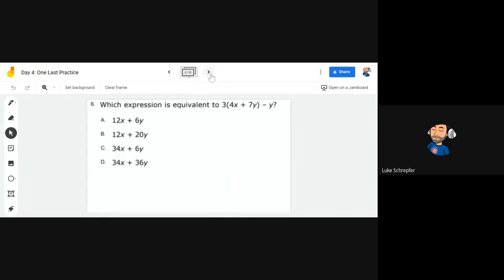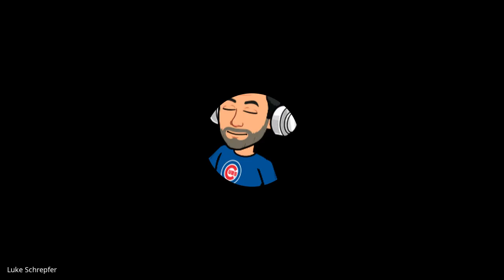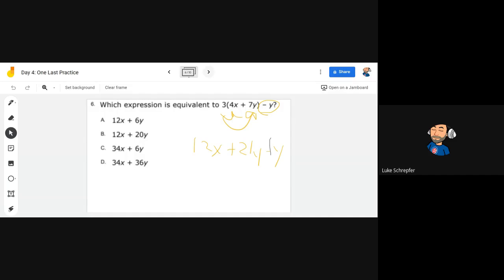Next problem. Which expression is equivalent to distributive property? Bam, bam. We get 12x plus 21y. Drop down the minus y. And remember, folks, if it doesn't have a number in front of it, it's the same as if it's a 1 in front of it. So now I just combine my like terms. I don't have any more x's, so that takes those guys out. And then 21 minus 1 is 20. Right there. Next problem.